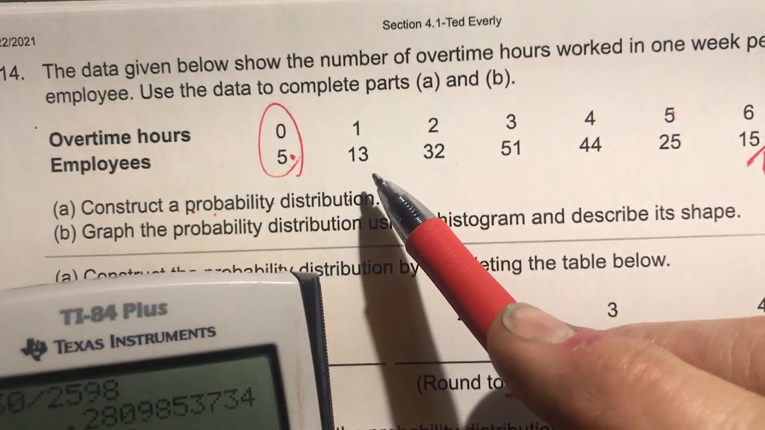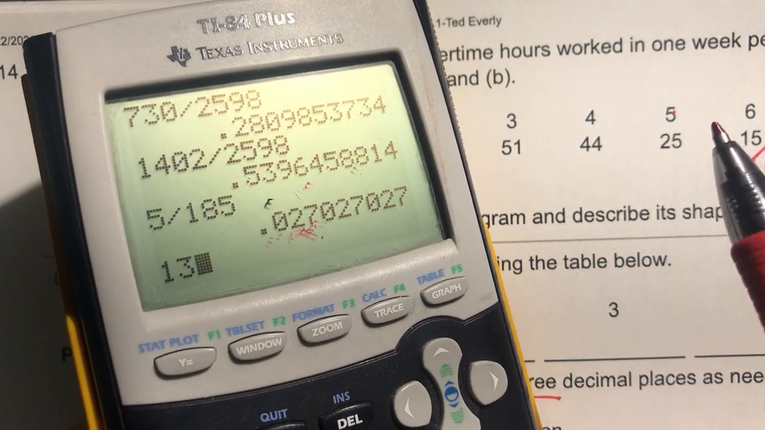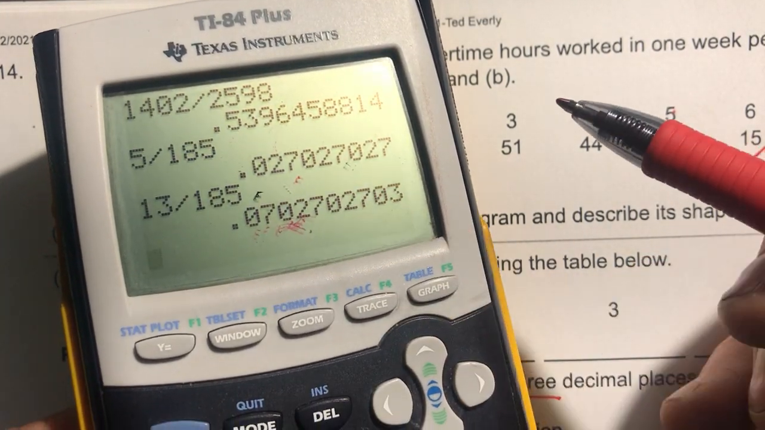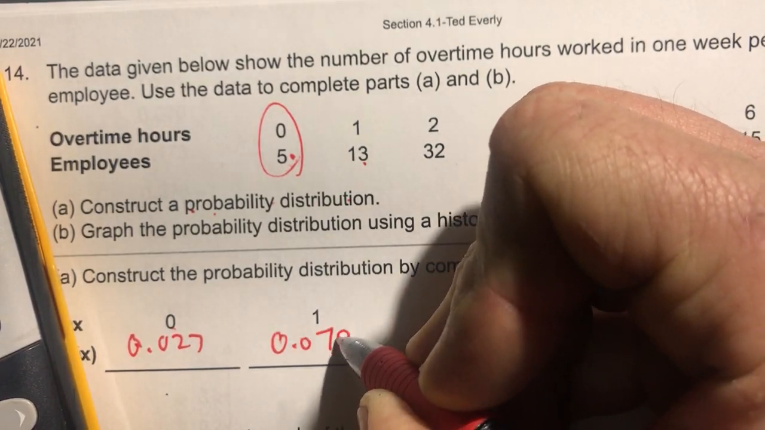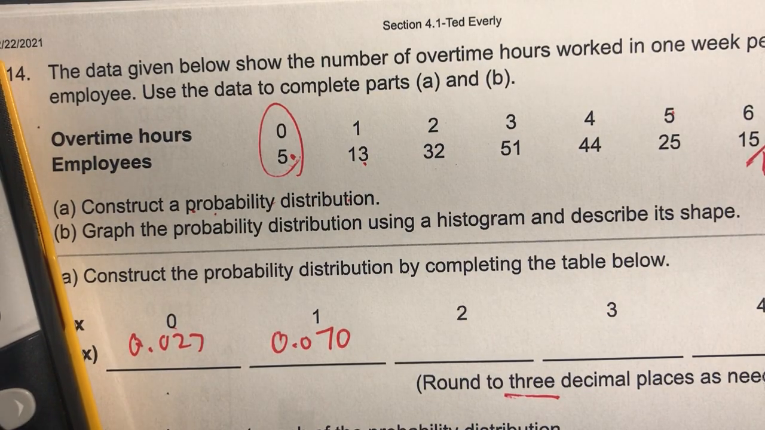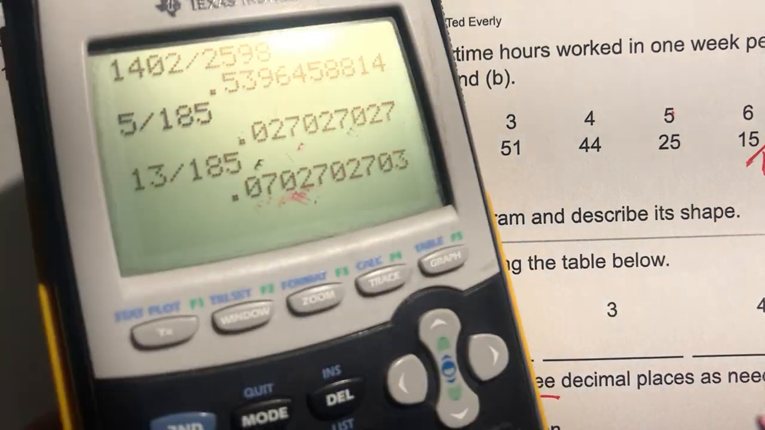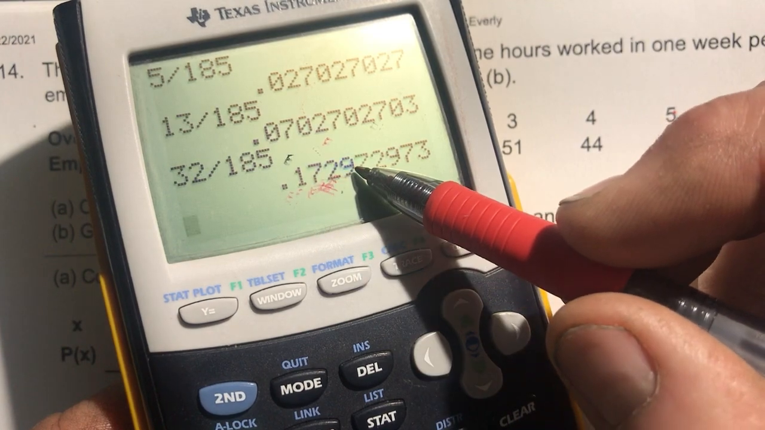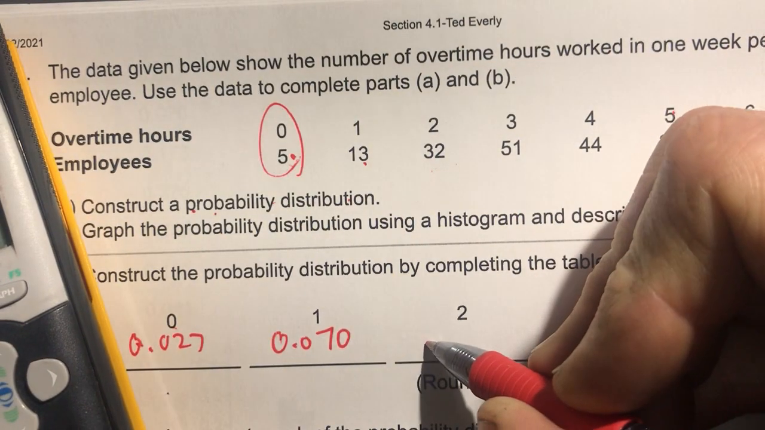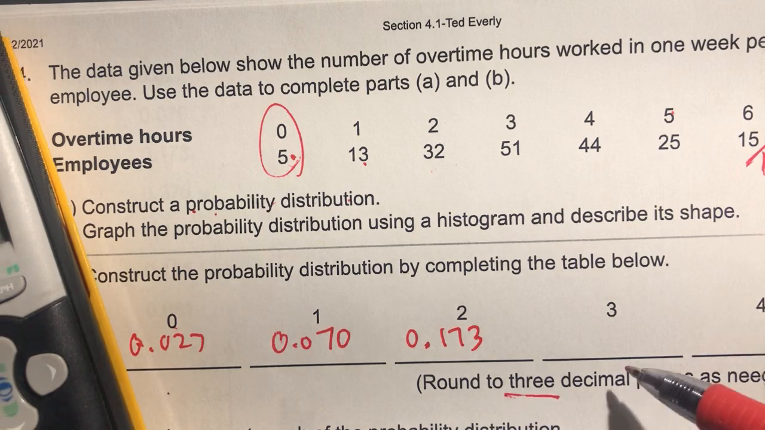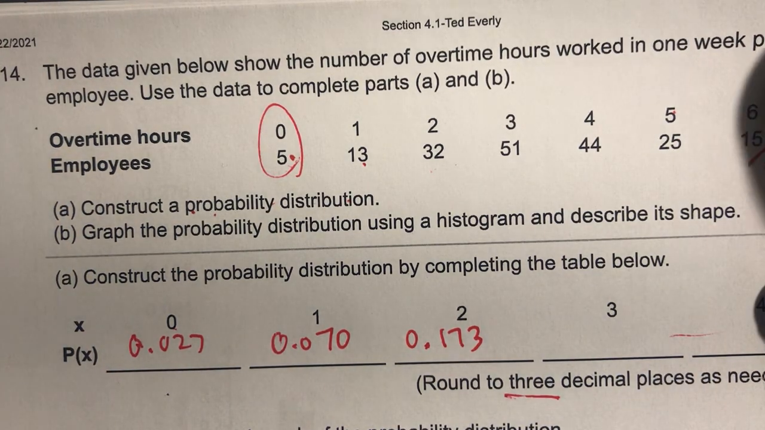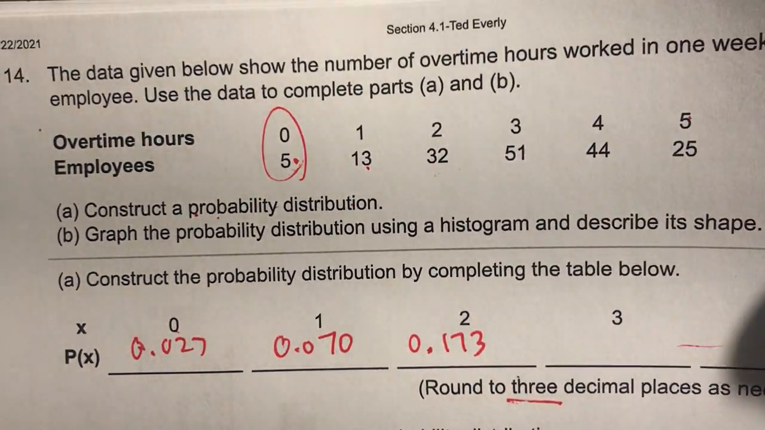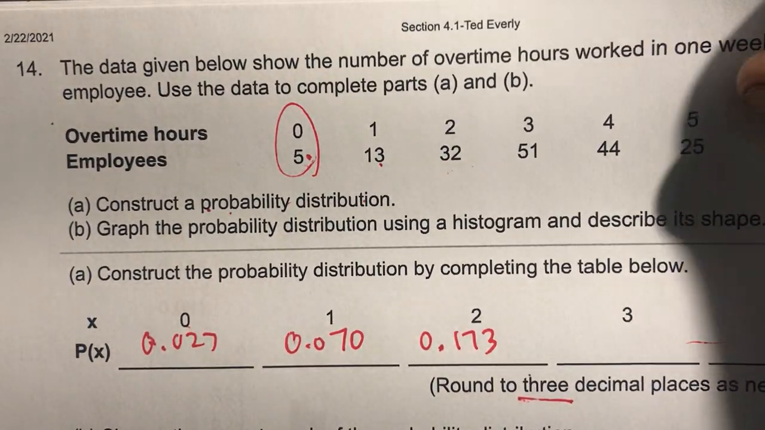And then right here, 13 divided by 185 comes up to 0.07. The 2 makes the 0 stay. And so forth. That's how we do this, 32 divided by 185, and that's going to be 0.172. The 9 makes the 2 go up to 3, so 0.173. And so on. I'll let you do these on your own later. So that's the probability distribution, and it says draw the correct graph for it.